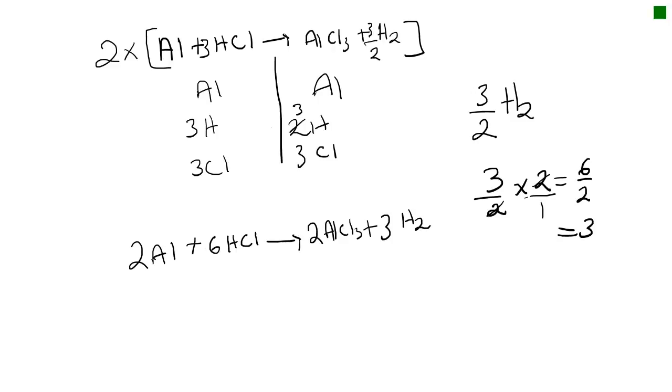So we can check one last time. I've got 2 aluminums and 2 aluminums. I've got 6 hydrogens, 3 times 2, 6 hydrogens. I've got 6 chlorines, and 3 times 2, 6 chlorines. So fractions can be very useful when balancing chemical equations. I hope that helps.